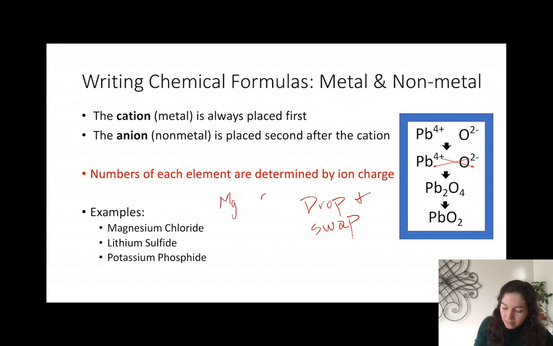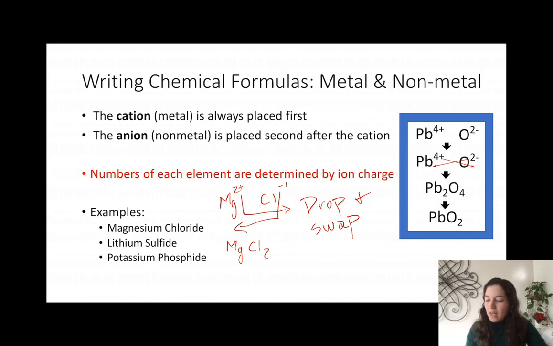Let's take a look at our magnesium. Magnesium and chloride. So this was a 2 plus, 1 minus. So if you apply the drop and swap principle, you drop it, you swap it, drop it, and swap it. You end up with 1 magnesium and 2 chlorides. Simple enough.